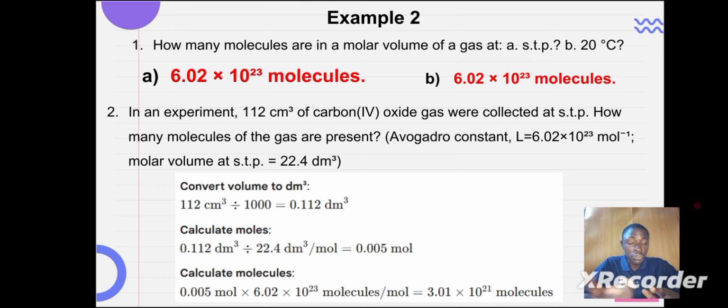An alternative to doing this would be to divide 112 by 22,400 to get the number of moles, because 1 mole also occupies 22,400 cm³. So you don't need to convert to dm³, and it will still give you 0.005 moles, and then the other calculations will be done as usual.